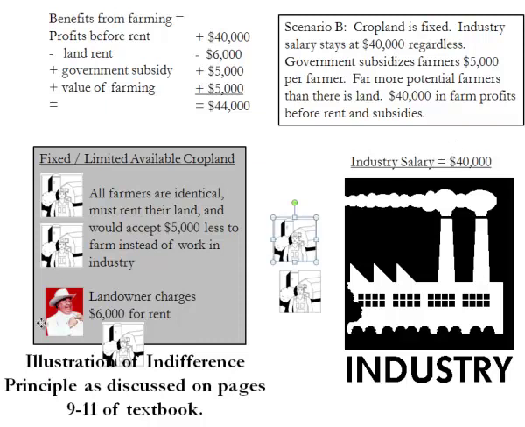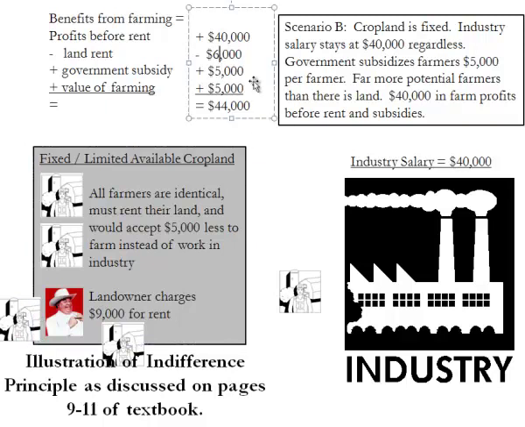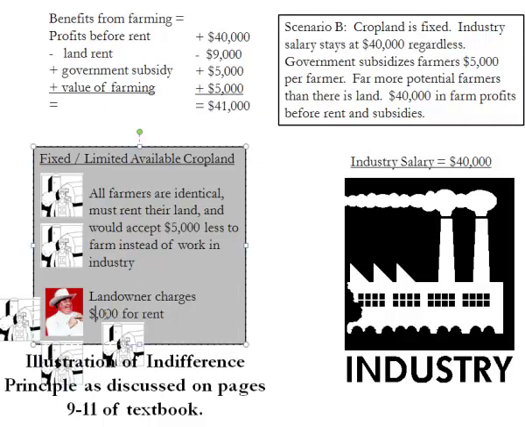So more people come and want to farm. And the price of land goes up. Now maybe it goes up to $9,000. Land rent's $9,000 now. The benefit from farming goes down, but the benefit from farming is still greater than the benefit from being an industry salary. So more people come to the landowner wanting to farm. They bid up the rental rate of land, and finally they're going to keep bidding it up until land rent is $10,000, making the benefit from farming $40,000, exactly equal to the benefit from working in salary. And now people are indifferent between farming and working in industry.